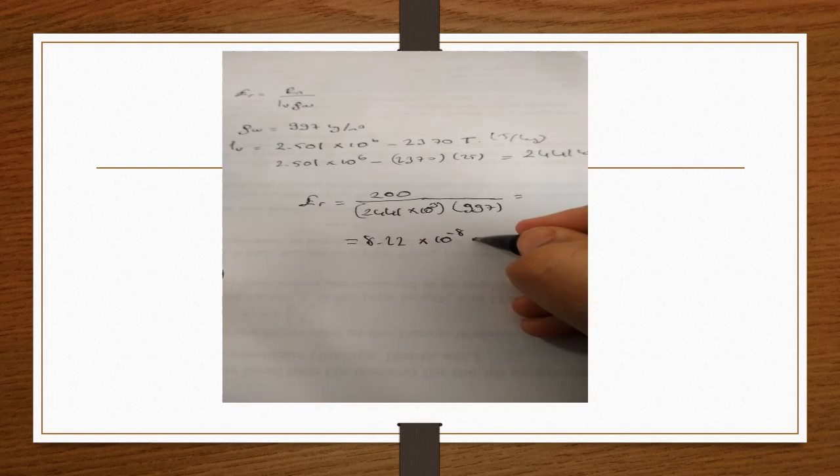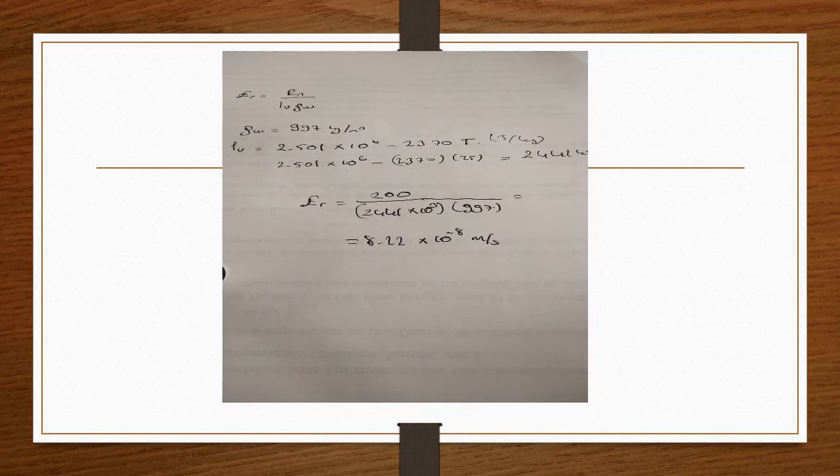So we calculated the evaporation rate. Our evaporation rate is 8.22 multiply 10 to minus 8 meter per second. Every second, 8.22 multiply 10 to minus 8 meter of water is evaporated in a certain area, like unit area, 1 meter square or something like that.